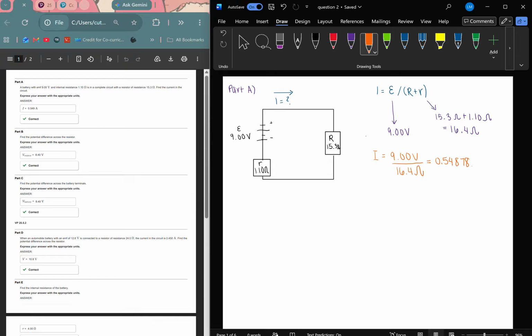Alright, so like I said earlier, the current is normally measured in amperes, so that is going to be A here. We're going to round this to the third decimal point, which is going to be, let me write it here, I, the current, is equal to 0.549, in amperes. So that's my answer for the first problem.